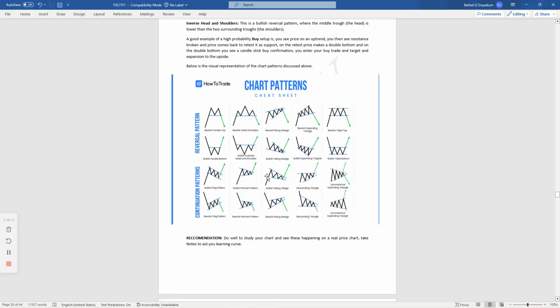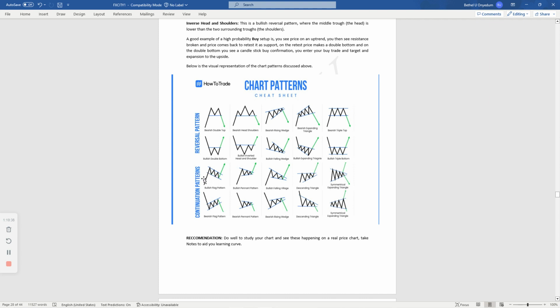So moving away from that, all these are reversals. You can check that out on your own. I can't be looking at all these things, so I've already given you an example of this. Look for this, look for this, look for this. Okay, and these ones are continuation patterns.